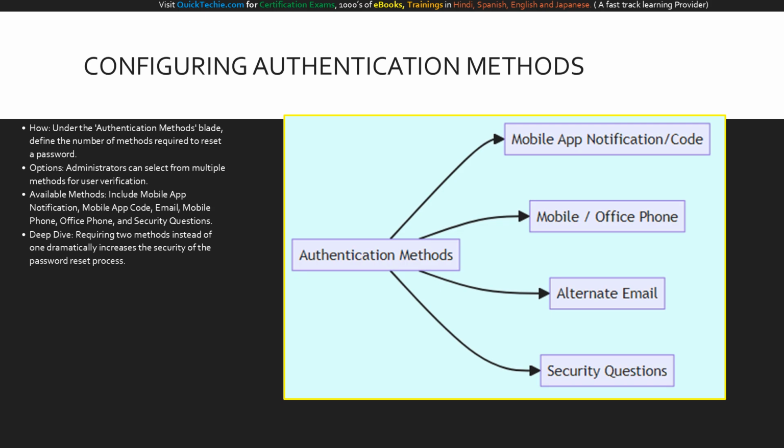From the Central Authentication Methods hub, you can branch out to enable the mobile app, phone methods, email, or security questions. You can check all of these boxes or just a few, customizing the security experience to match your organization's specific compliance and security policies.